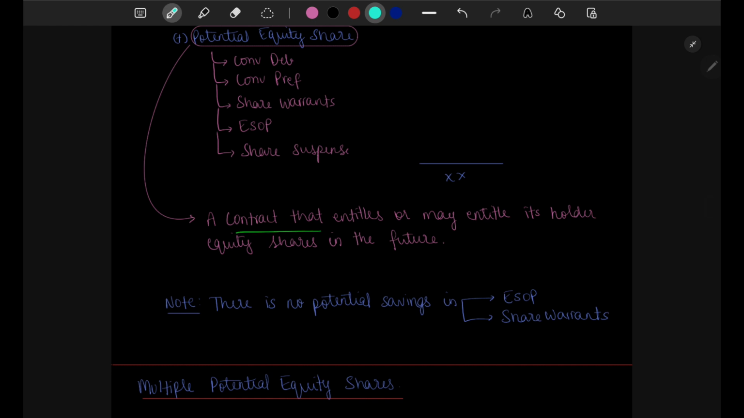Next, what is a potential equity share? A contract that entitles or may entitle its holder to equity shares in the future. Okay. Next.